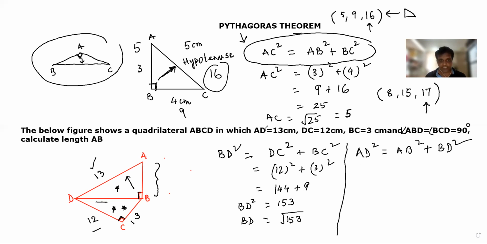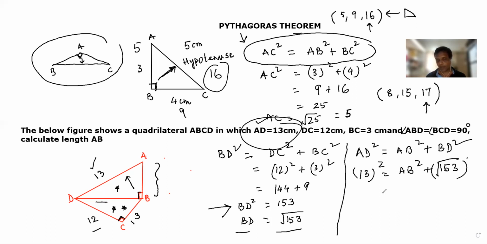What is given? AD is given. AD is given 13 centimeters. So this will be 13 square. This is AB square, which we have to find. BD square. BD is given here. We are given BD square also. So I can straight away write 153. Or if I write BD, I'll have to do the square root and the square. So 13 square is 169 is equal to AB square we have to find, plus 153.